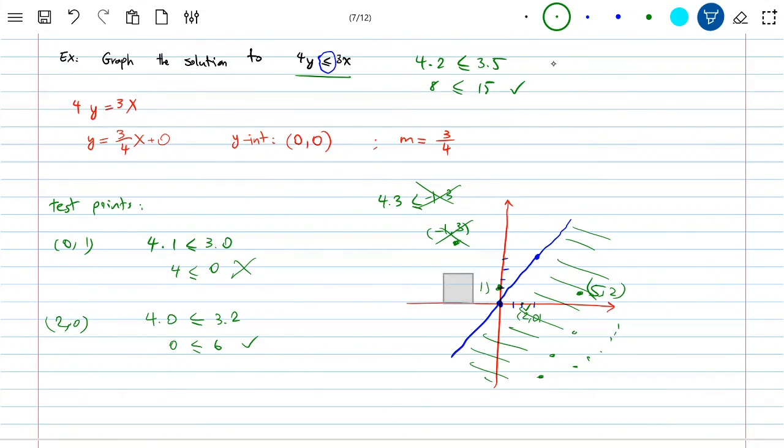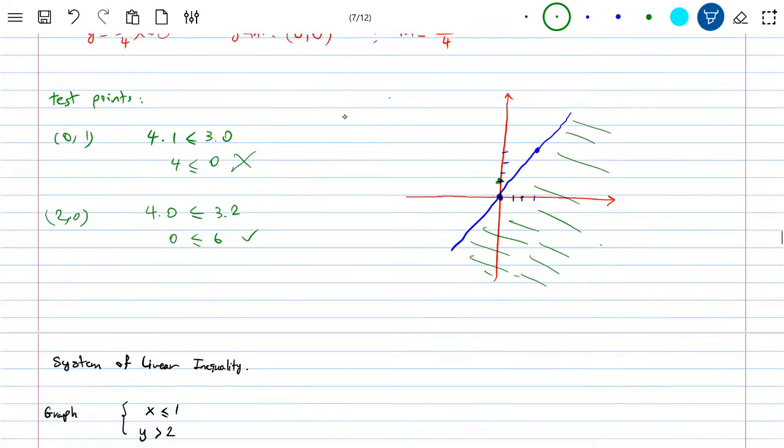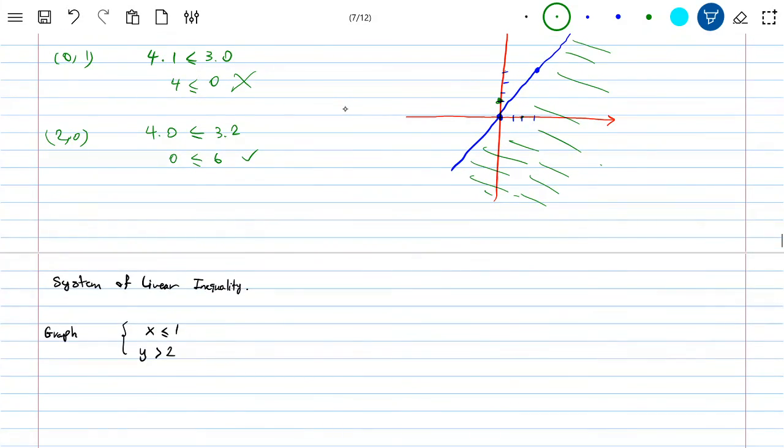So the solution is basically, you don't need these test points. If you want to draw it, you just need to shade that area. You don't need to. The test points are just for you to decide which section is the correct section. So what you show is this shaded area is the solution. Everything on the right side. It's not complicated as long as you draw the line correct.